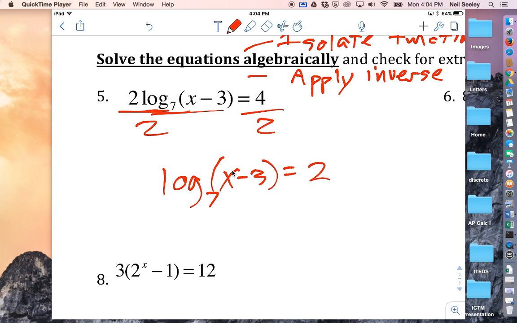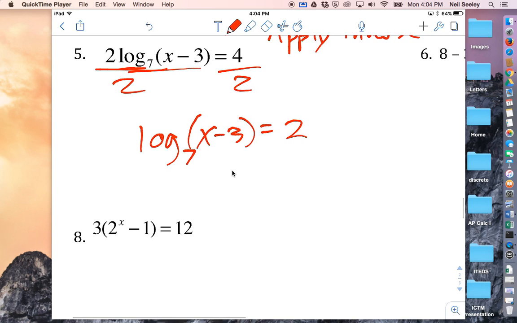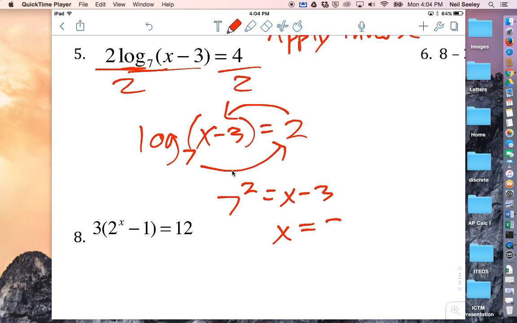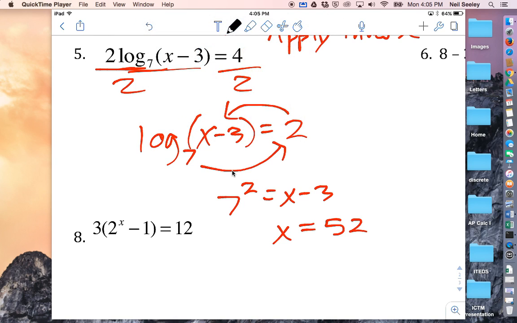This is the point where I would undo this by converting to the exponent form. So 7 to the second power equals x minus 3. 7 squared equals x minus 3. 7 squared is 49. And if I add 3 to that, 49 plus 3 is 52. Got it. That's our result. x is 52. The thing I was mentioning before, this verb exponentiate, I'm going to show you now. Let's see what you think of it.